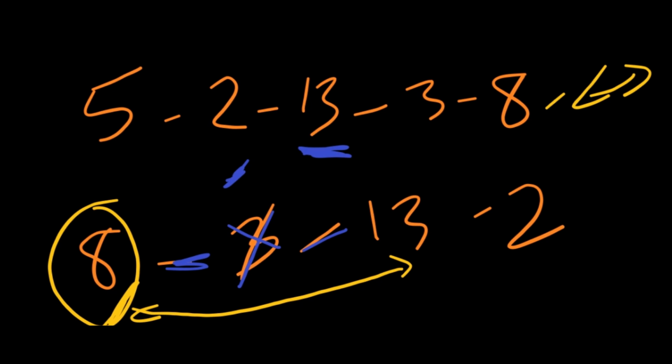And then finally we go over to 2, and is 2 larger than 13? 13 is now the new largest number we've seen so far. No, 2 is not. So essentially we are left with 8 and 13.